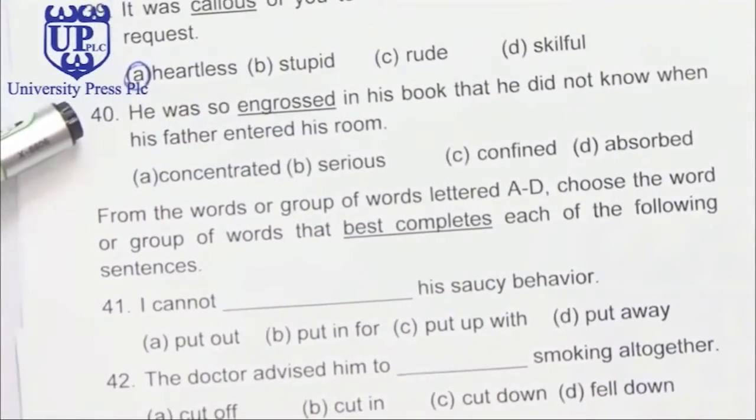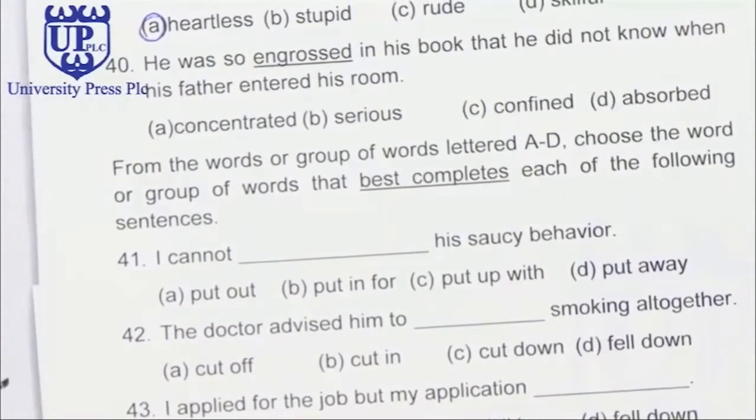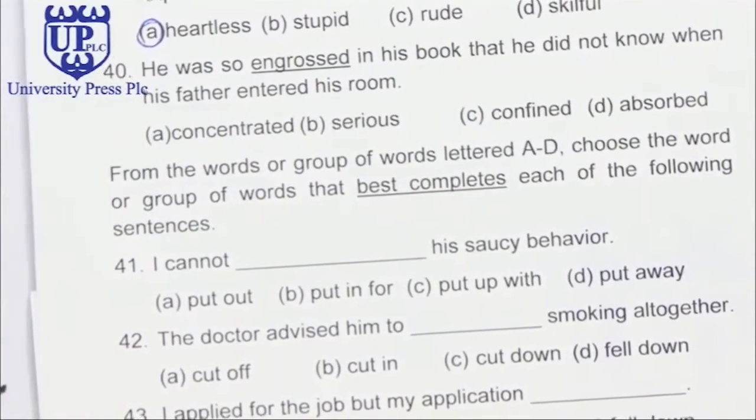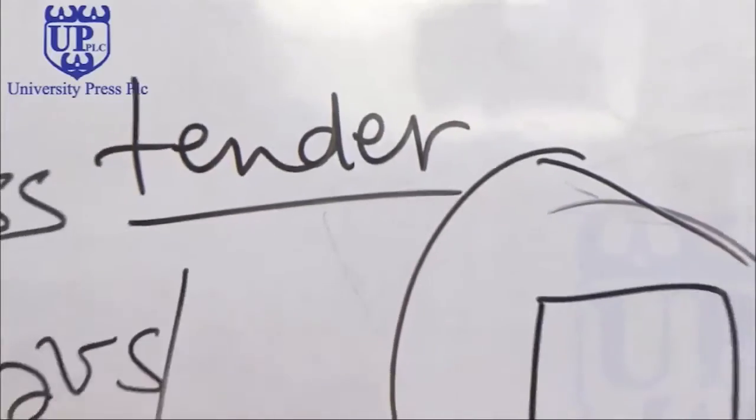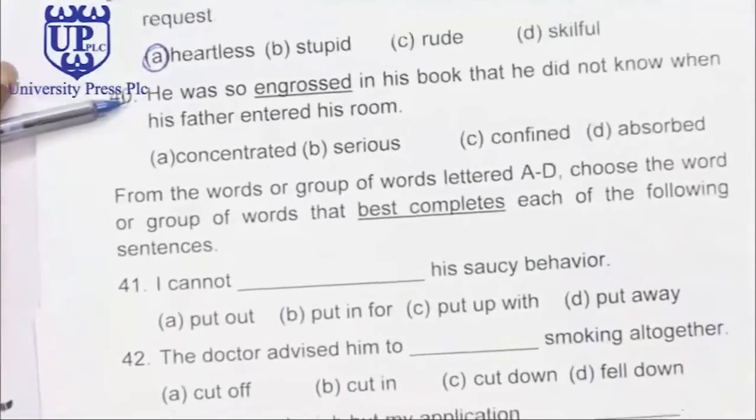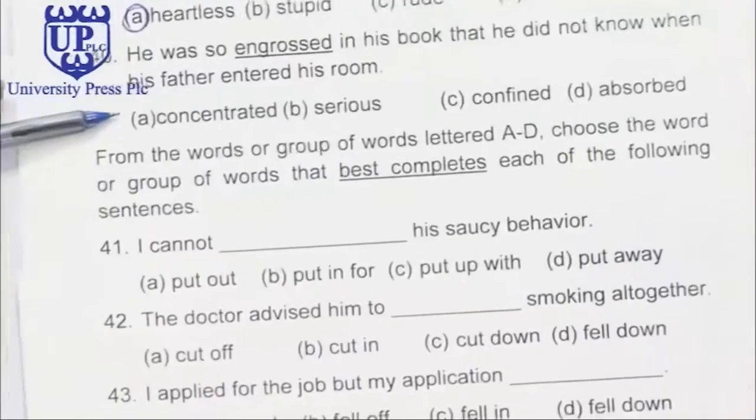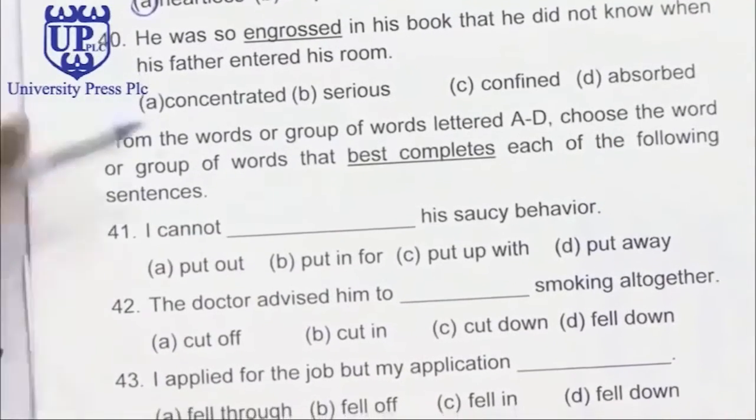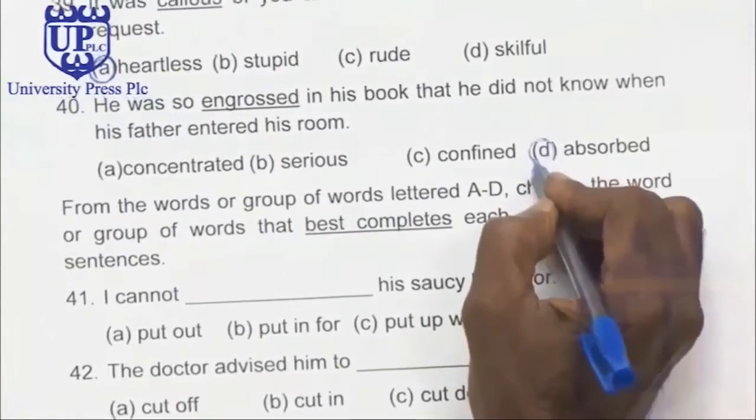Number 40, he was so engrossed. That word is not "engrossed" as in gross; it is engrossed. We might say gross, but it's not gross. Please take note. We're learning everything together. So he was engrossed. He was so engrossed in his book that he did not know when his father entered his room. Engrossed is to be absorbed in the thing.